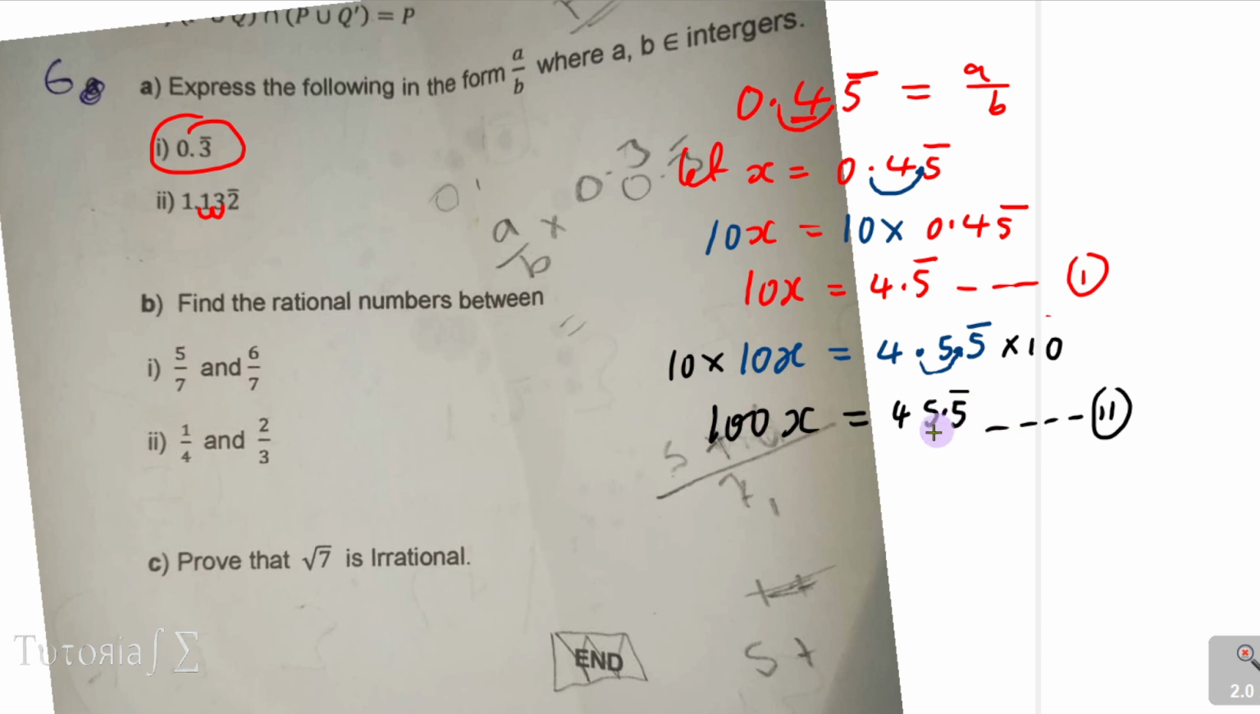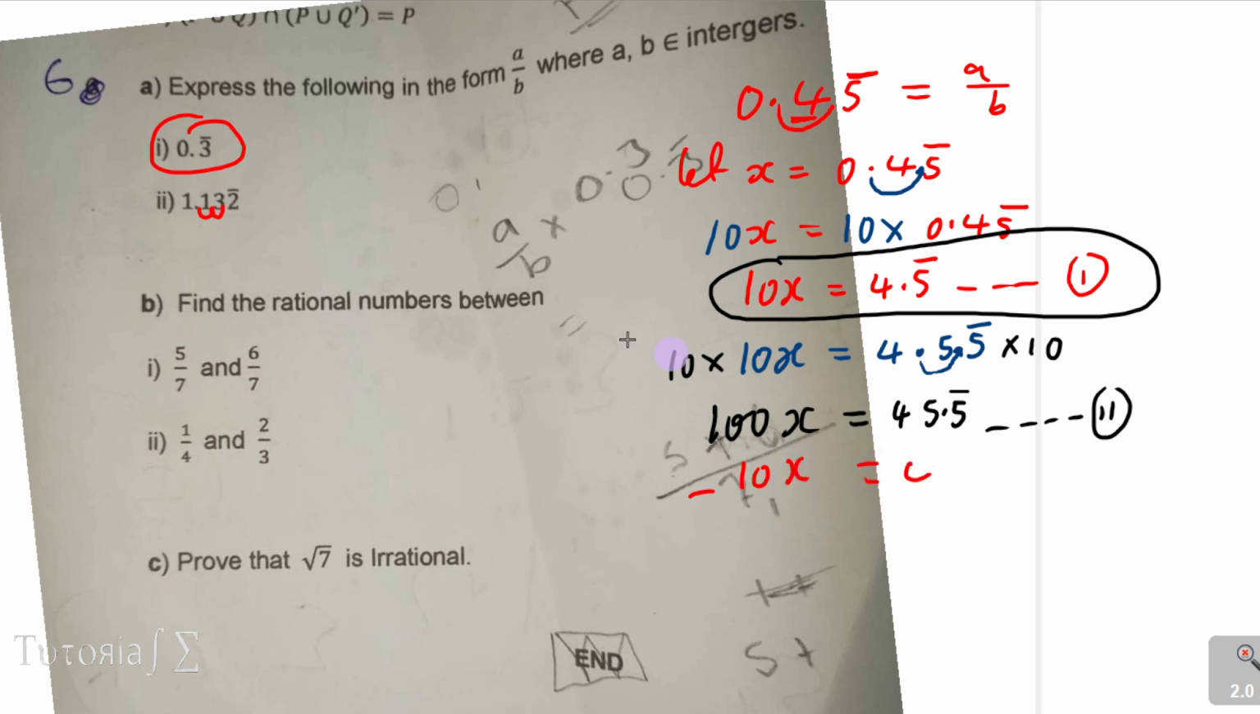What you do is you get the equation with the biggest number, you write it on top like we have done, then you subtract from it the first equation that we made. So in this case we say minus 10x equal to 4.5 bar. This was your equation 1. Then you subtract the 2. So here 100 minus 10, that will give you 90x.